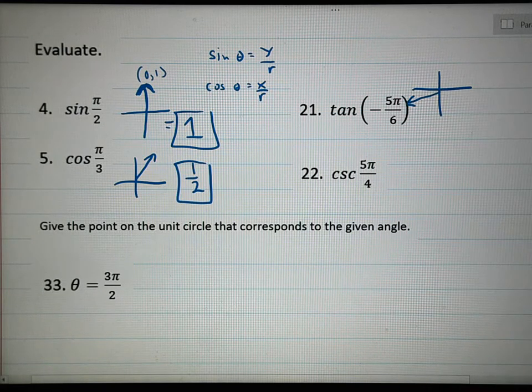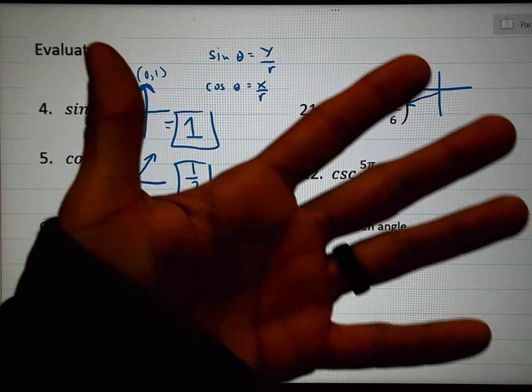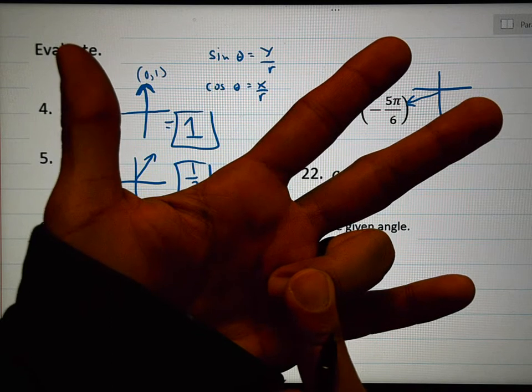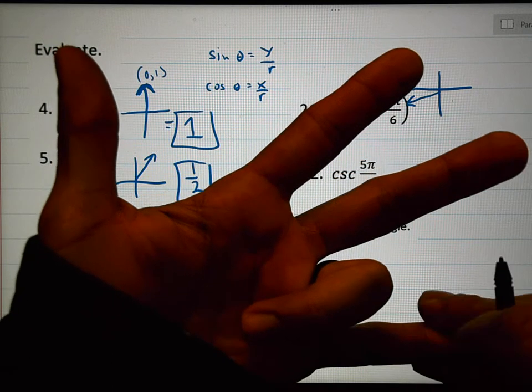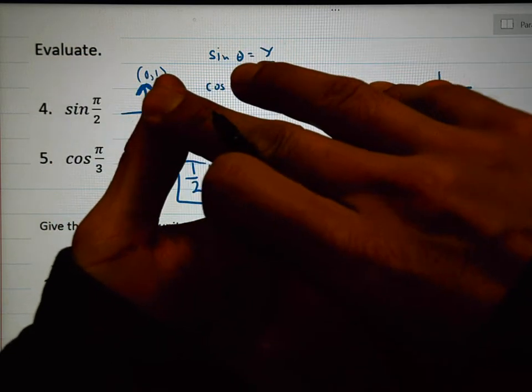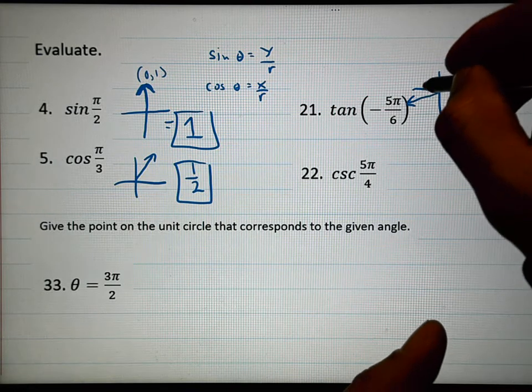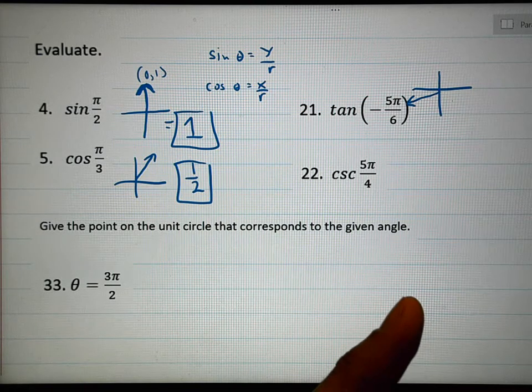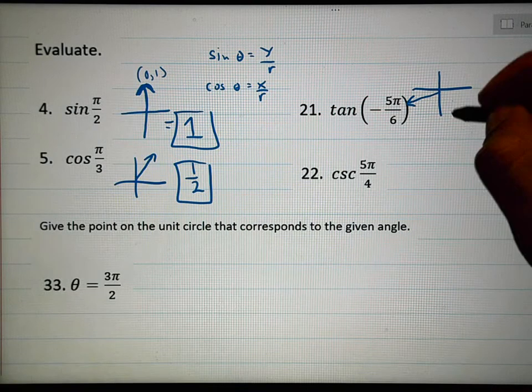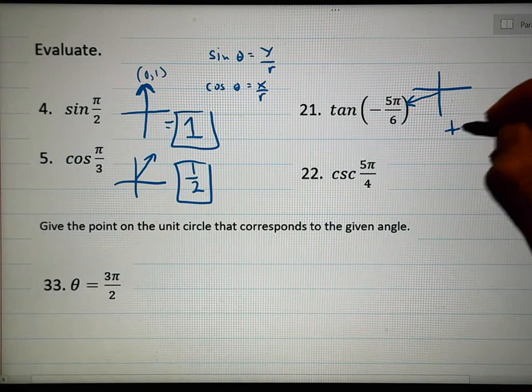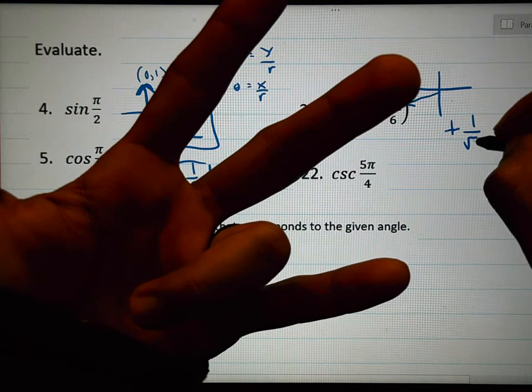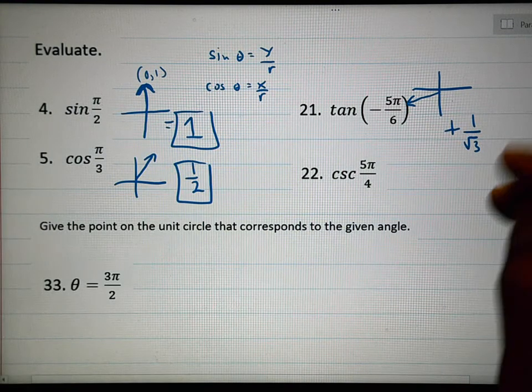Because if I was at negative 6 pi over 6, I'd be right on the axis. So I have to be just short. How much short? Pi over 6. So if I know where pi over 6 is on my hand, I fold that finger down, pi over 6, and I do the sine divided by the cosine. Is the tangent positive or negative in quadrant 3? It's positive. And I have 1 over root 3, but that's not rationalized.